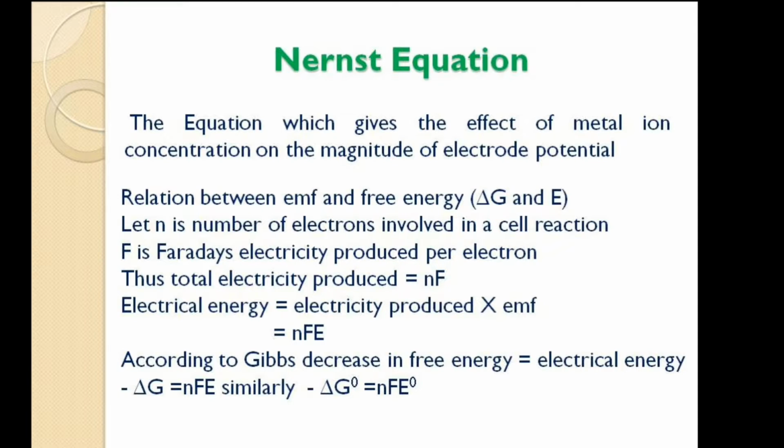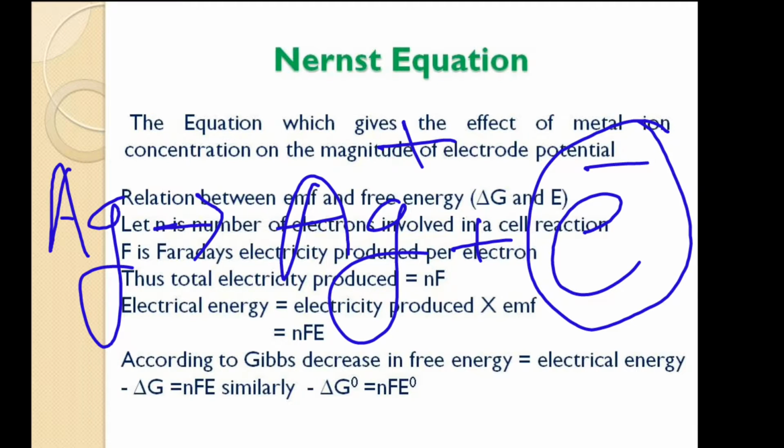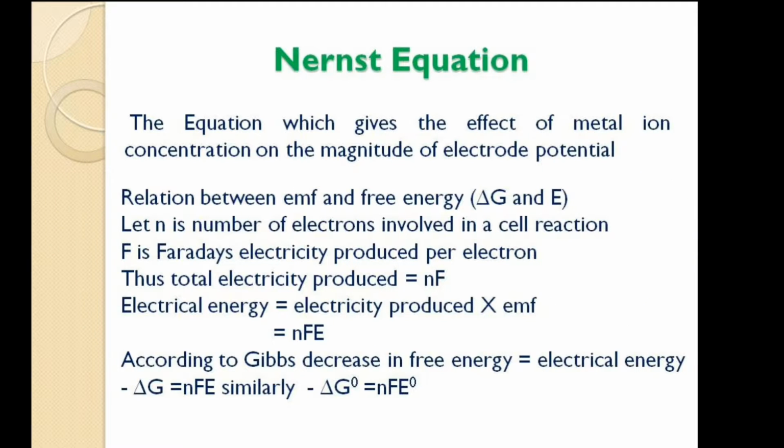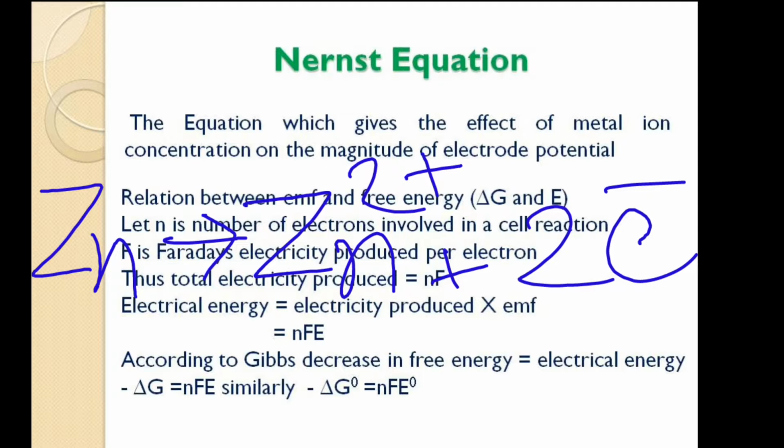Friends, as you know, free energy is nothing but available energy which is required to do work. And here our work is to generate electricity. Now let us suppose that n is the number of electrons involved in a cell reaction. If the reaction is Ag gives Ag+ plus electron, then in this cell reaction, the number of electrons is 1. Whereas if the reaction is Zn gives Zn2+ plus 2 electrons, then the number of electrons involved in the cell reaction is 2.